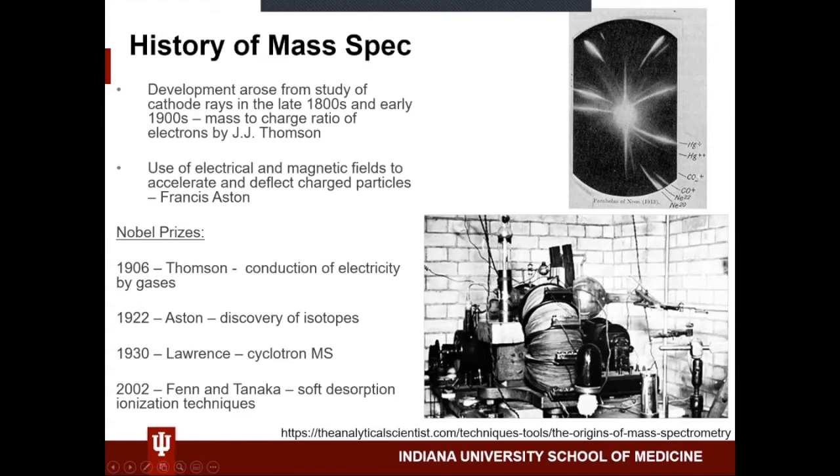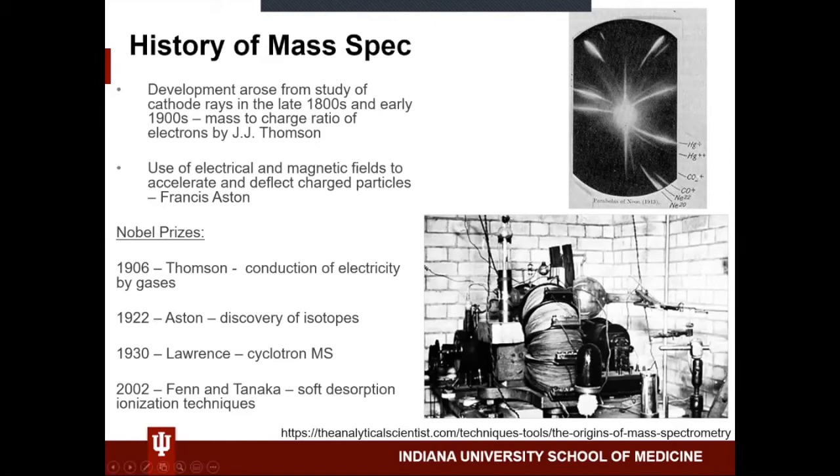One of J.J. Thomson's students, Francis Aston, went on to develop mass spectrometers further using electrical and magnetic fields to both accelerate and then deflect the charged particles. Here on the bottom right is one of these very early mass spectrometers where you can see the tube full of gas and some really incredible magnets and electrical fields that they used to manipulate these ions.